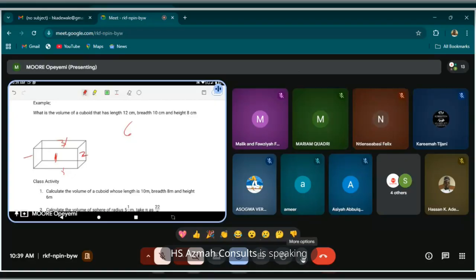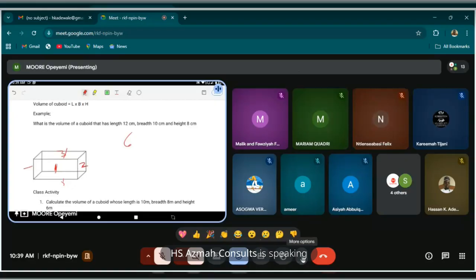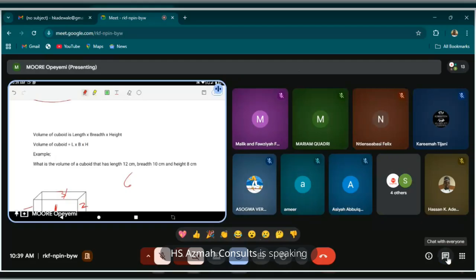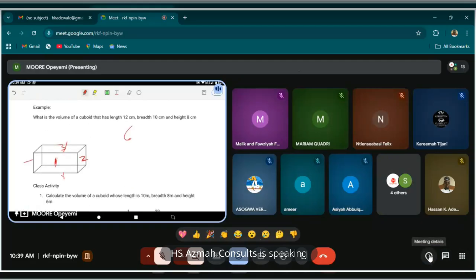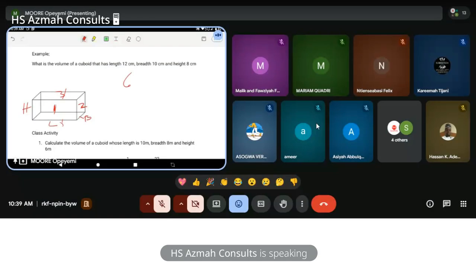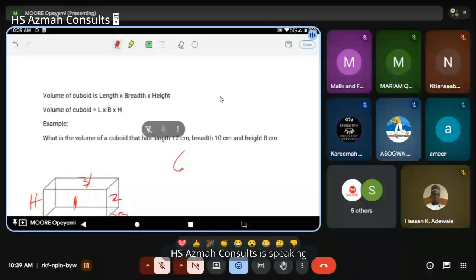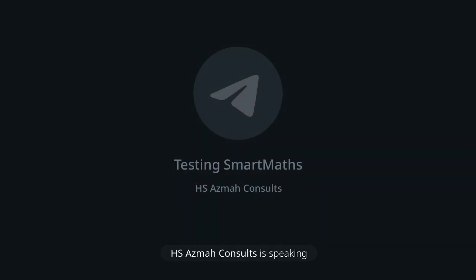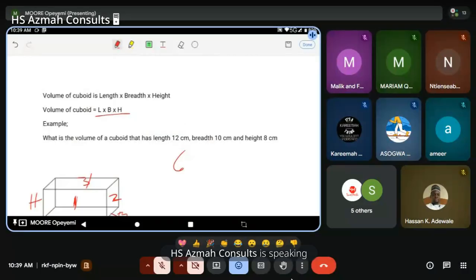Okay, now let us see the example of this one too. The volume of a cuboid is length times breadth times height. If this place is the height, this is the length, this is the breadth. So you can see that the 3 of them are not the same. So to calculate the volume, we say length times breadth times height. That is the formula to calculate the volume. So look at this example.